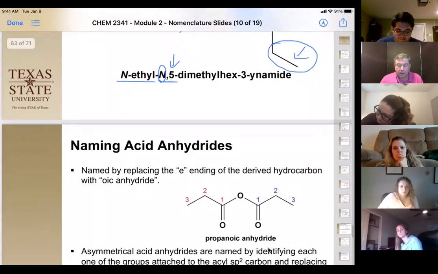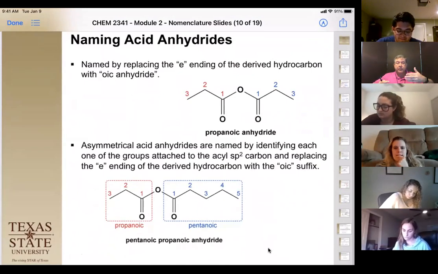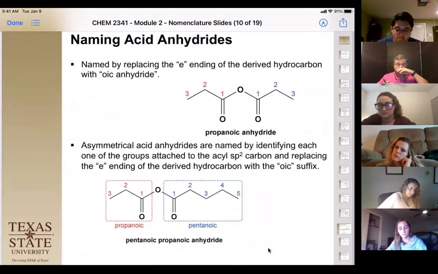Okay, so there's another cool derivative of carboxylic acid where what you do is you take one carboxylic acid and another carboxylic acid and you take away water from the middle. So when you take away water, it's called an anhydride. You've removed water, dehydrated it, an anhydride. And so when we name this, we call it an oic anhydride because it was oic acids and anhydrides.